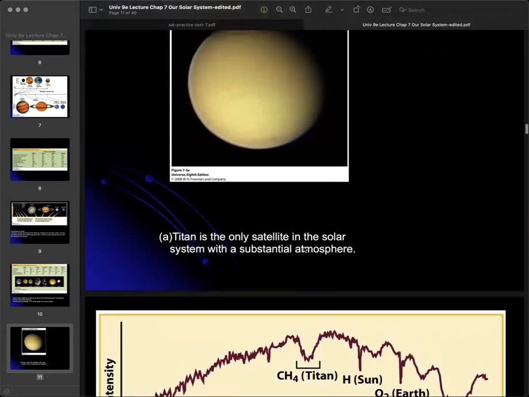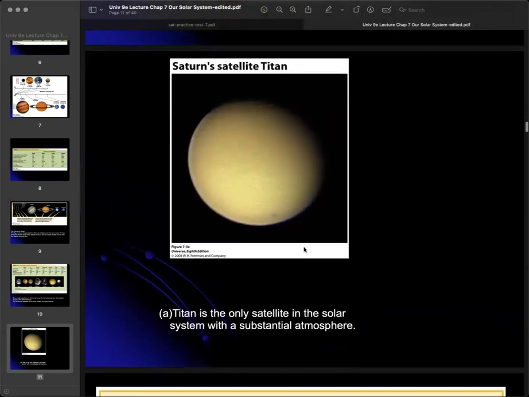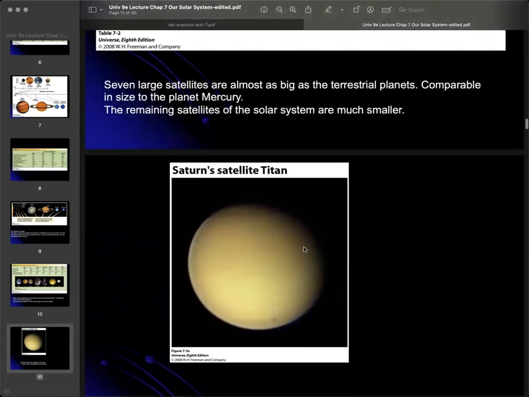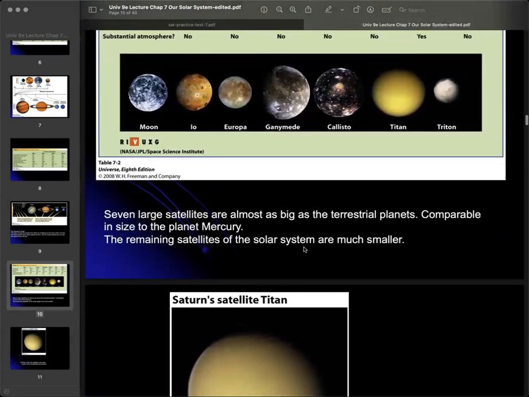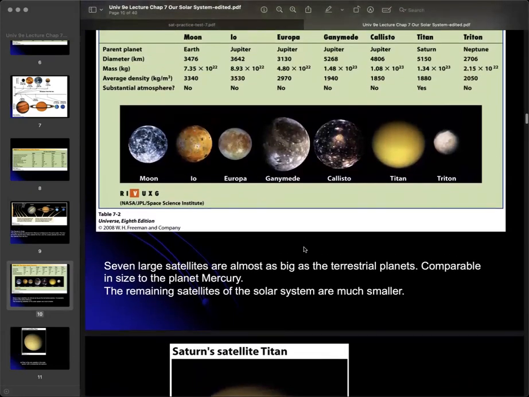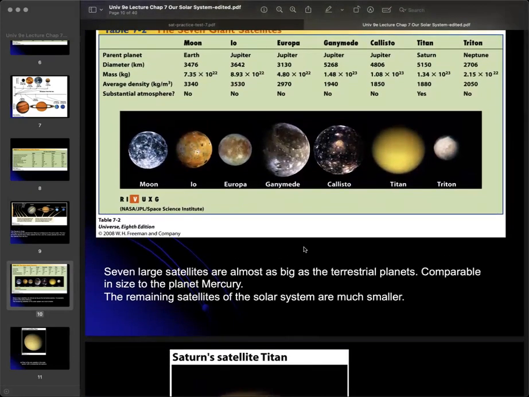How do we know that Titan has an atmosphere? We can see it from the looks. We can talk in a more casual way of how we decide that it has atmosphere, or we can talk in more technical scientific language.